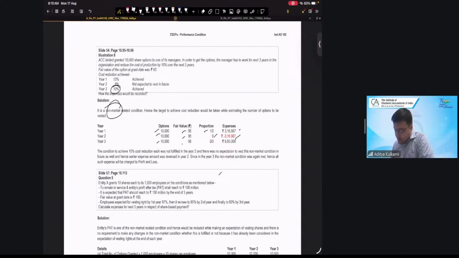Yes, the condition to achieve 10% cost reduction was not met in year 2. You can see it was only 8%. And there was no expectation to vest this non-market condition in future as well. And hence earlier expense was reversed in year 2. Since in year 3 the non-market condition was again met, hence entire expense will be charged off to the P&L. Year 1 you thought you will meet, expense out. Year 2 you thought you will not meet, reverse. Year 3 again you met, recognize all 3 years expense.